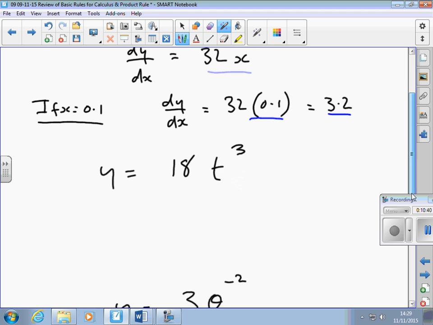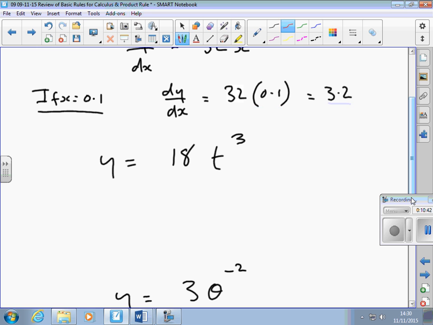The second one, let's say I want to know, when t equals 0.2, what's the gradient of this function? So first step, differentiate it. Same again. 3 lots of 18, 54. Take 1 off the power. 3 take away 1 is 2. So it's 54t squared, which I hope you got. But what notation will we use for this? dy by dt.